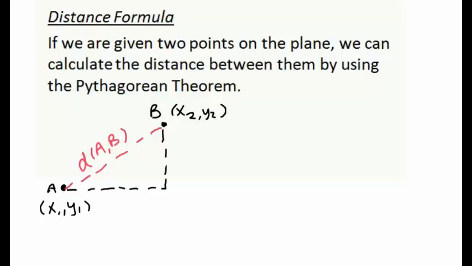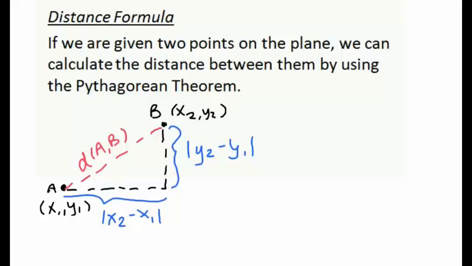Now the reason I say we can use the Pythagorean Theorem is because we can create a right-angled triangle using the points A and B. And over here on the right-hand side, on this leg of our right-angled triangle, we could represent the distance of this leg as the absolute value of y2 minus y1. Similarly, this leg here at the bottom, we could represent this distance as the absolute value of x2 minus x1.